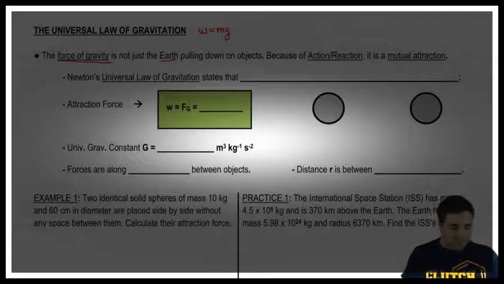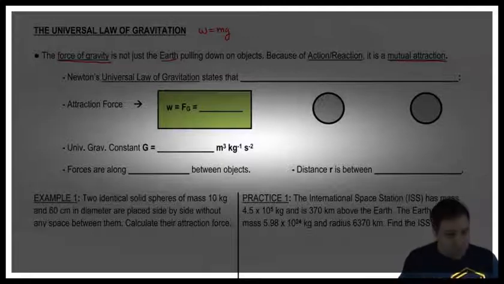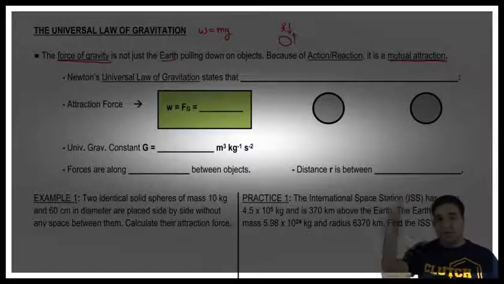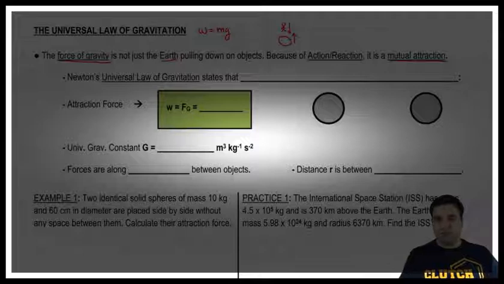Down objects. In fact, this is a mutual attraction. Because of action-reaction, Newton's third law, it's a mutual attraction. So that means that when you are here and the Earth is pulling down on you, you are also pulling up on the Earth. It just turns out that because the Earth is way more massive than you are, you're going to accelerate down towards the Earth, and the Earth isn't really going to move towards you. Though technically, in theory, it would, but the mass difference is just too great, and you are actually not going to have an effect on the Earth.